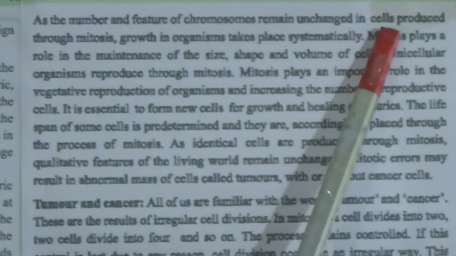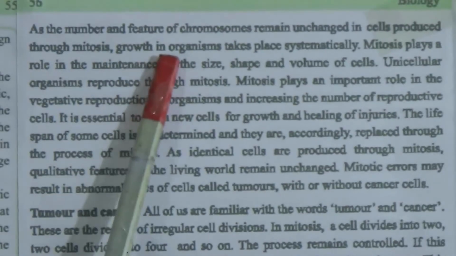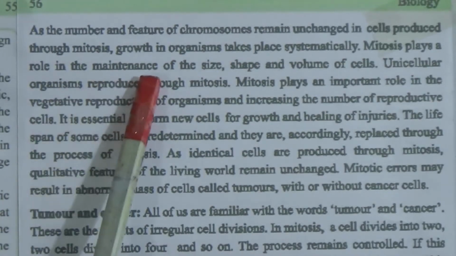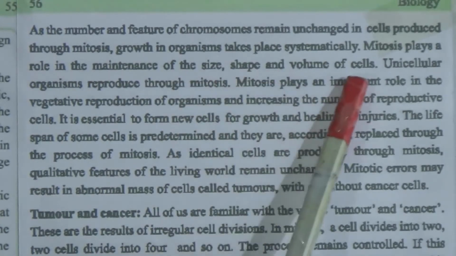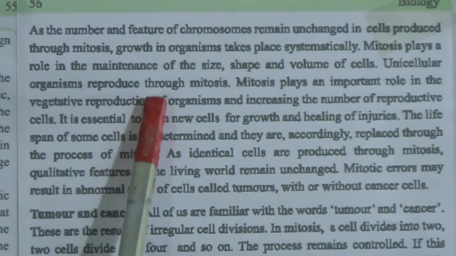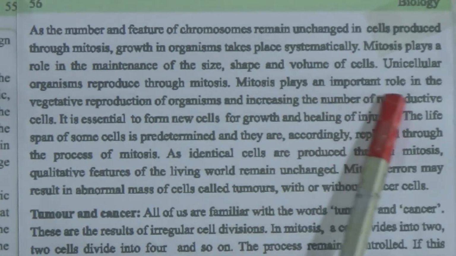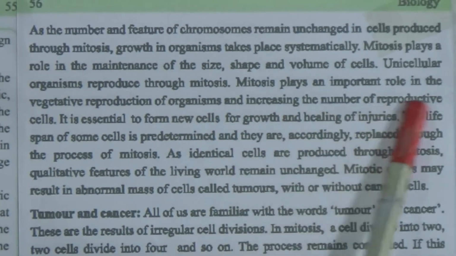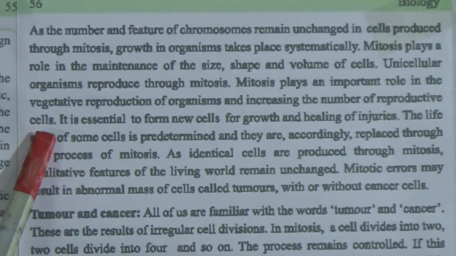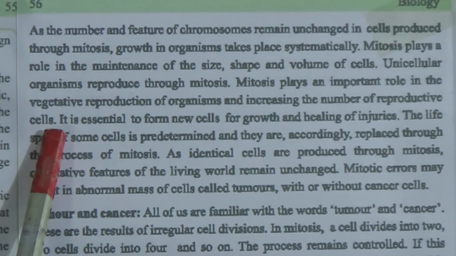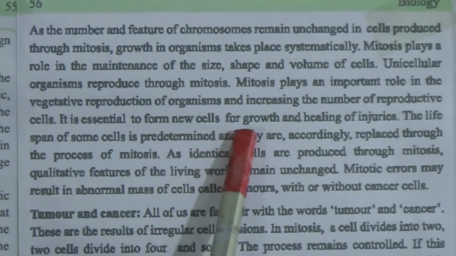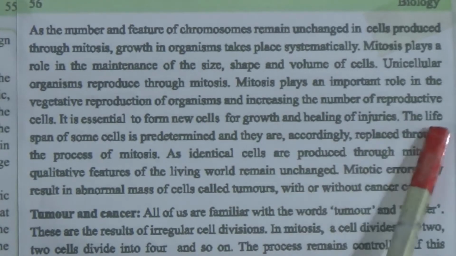As the number and the features of chromosomes remain unchanged in the cells produced through mitosis, growth in the organism takes place systematically. Mitosis plays a role in the maintenance of the size, shape and volume of cells. Unicellular organisms reproduce through mitosis. Mitosis plays an important role in the vegetative reproduction of organisms and in increasing the number of reproductive cells. And this part is the work and the importance of mitosis cell division. It is essential to form new cells for growth and the healing of injuries.